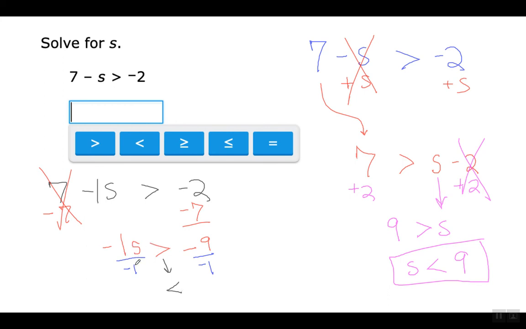Negative 1 divided by negative 1 equals positive 1. So that cancels out. And negative 9 divided by negative 1 is positive 9. Whoops, that didn't come out nice, but s is less than 9. As you can see, it's the same answer I got right here. S is less than 9. They both give you the same answer. This is the quicker and easier way. But if you don't see it, then this is another way that you could do it.